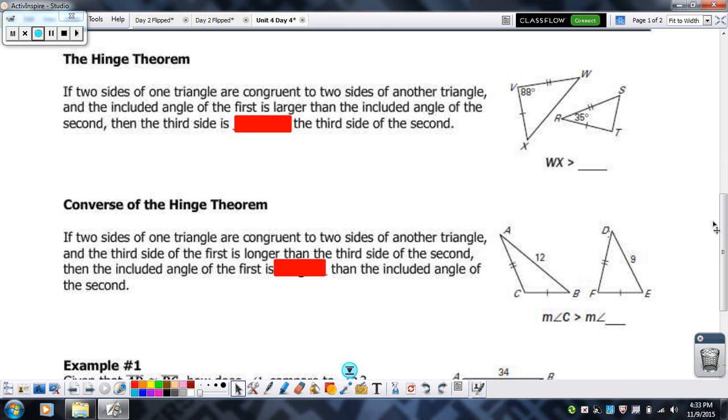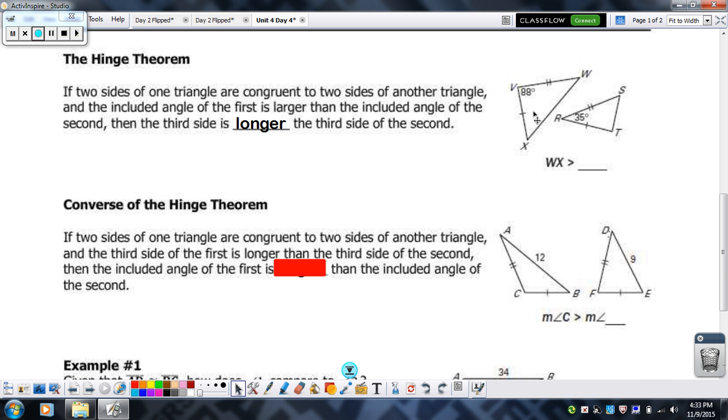Now on to the new material for tonight, the Hinge Theorem. In order to use the Hinge Theorem, you have to have 2 triangles, and if 2 sides of one triangle are congruent to 2 sides of another triangle, and the included angle of the first is larger than the included angle of the second, then the third side is longer than the third side of the second.